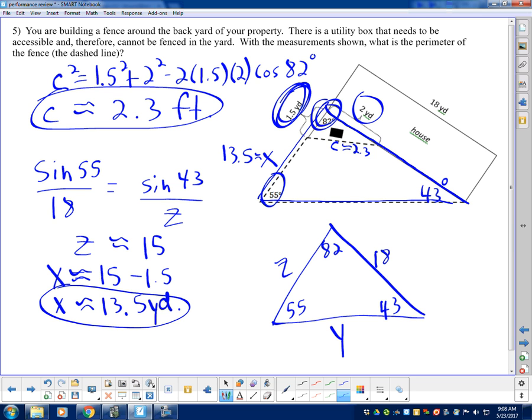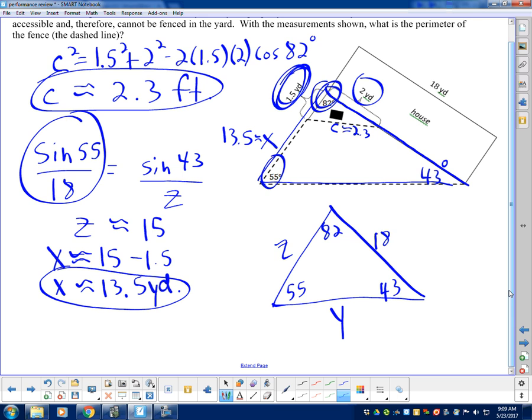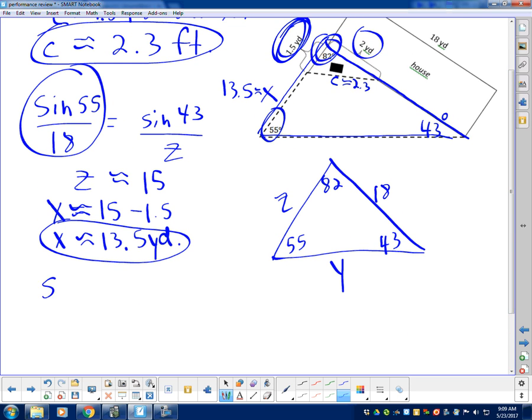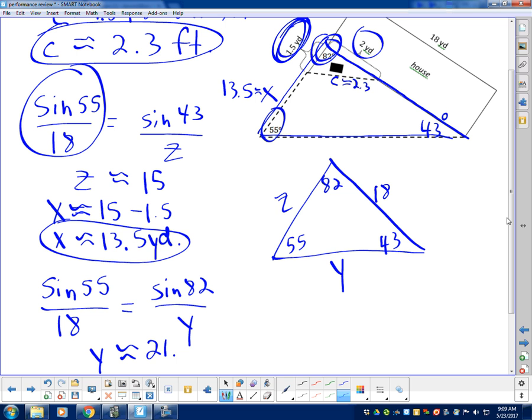So I can reuse this sine of 55 over 18 again, and go ahead and find my length y. So let's do that next. So we've got sine 55 over 18 equals sine 82 over y. And solving that for y, what'd you guys get for y? Let me solve that. Cross multiply and divide. And we're going to add them all up. 21.8 yards.